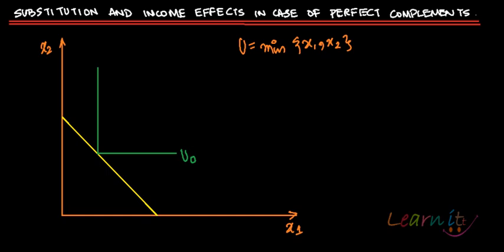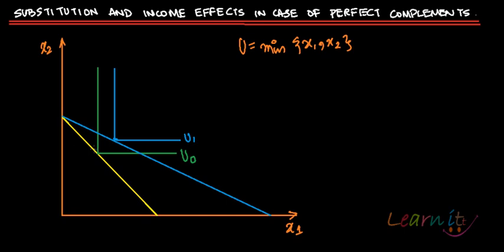Clear? Now suppose the price of one of the goods falls, that is, the price of x1 falls. Clear? So this indifference curve will shift this way. Okay, it'll be u1. Fine.